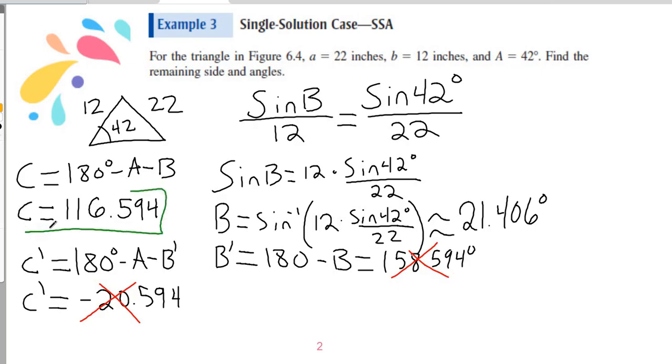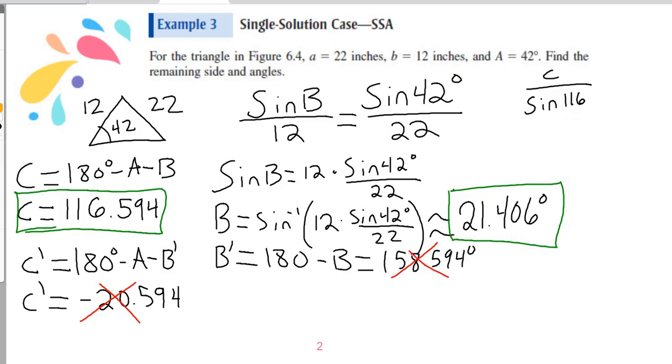So right now I have big C and we have big B. So then our last step would be to solve for little c if we wanted to, right? So that's just where we have c divided by sine of 116, and then you could use either one of those. But we've done a lot of practice with that.